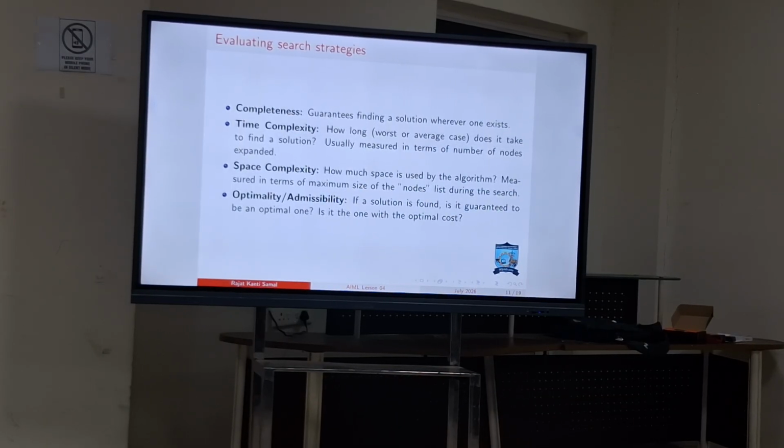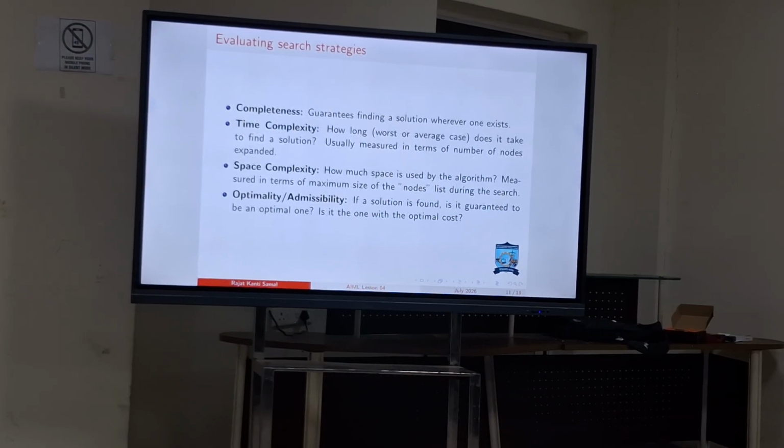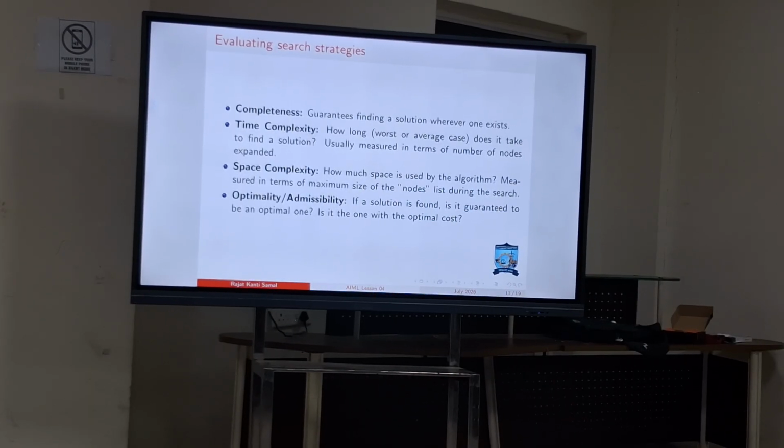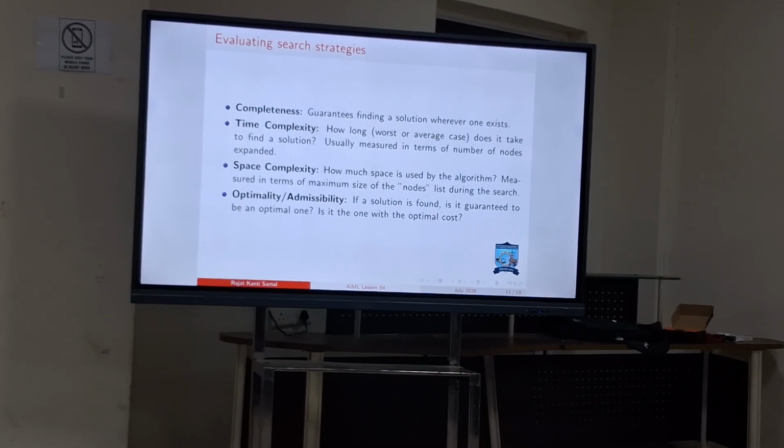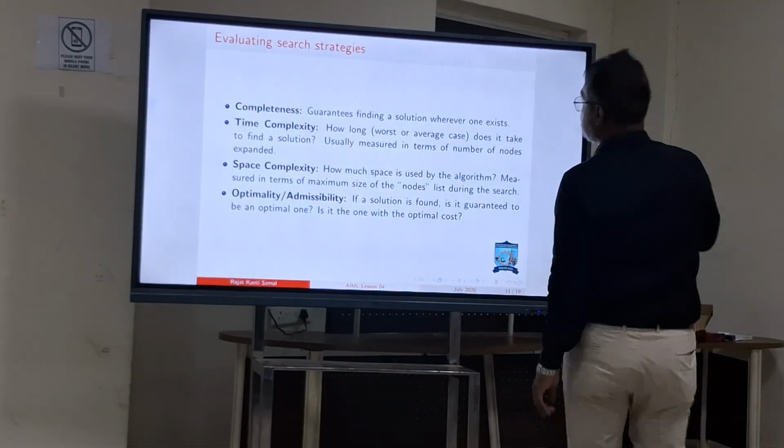Time complexity: how long does it take? Say you go to Raipur, from there in some other direction, then come to Bhubaneswar. Obviously it will take 2 days, whereas you can reach there in 4 hours. Space complexity: how much space you have used, how much path? Optimality: is it an optimal path? Is it saving you the minimum cost, or is it costing you the maximum? So every algorithm is compared with respect to these 4.